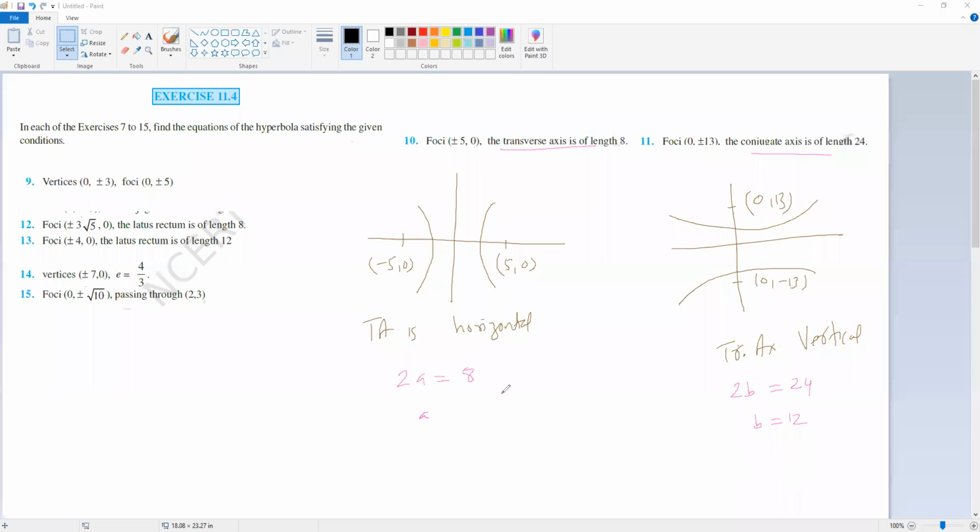So either a is equal to 4 in the left case. So a is equal to 4 and c is equal to 5. So c square is equal to a square plus b square.